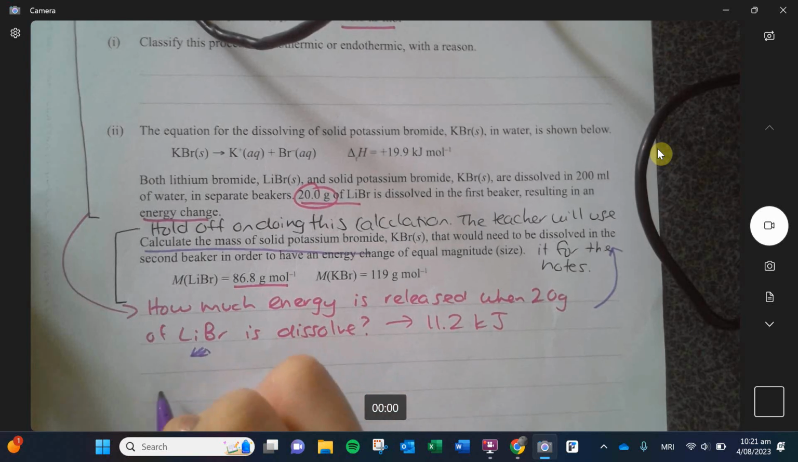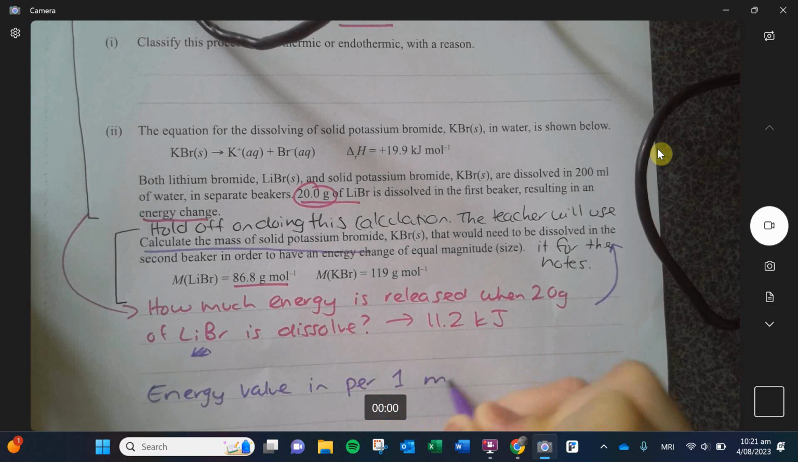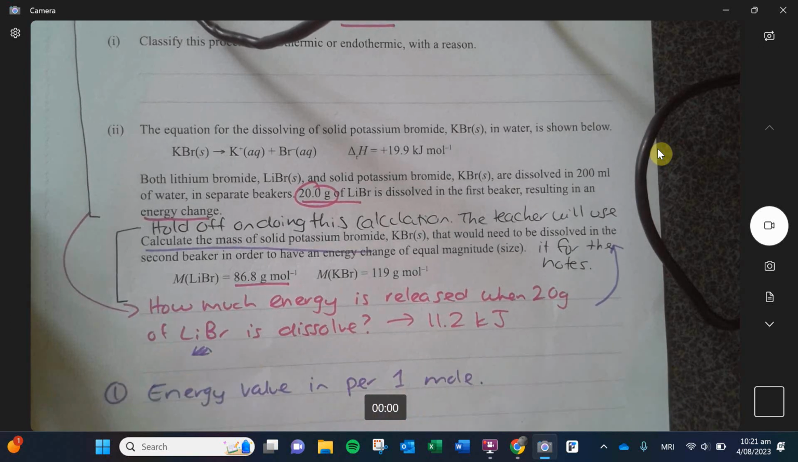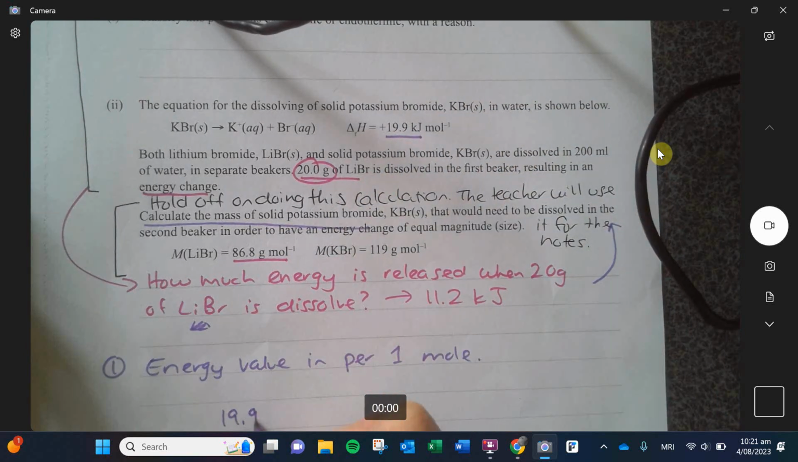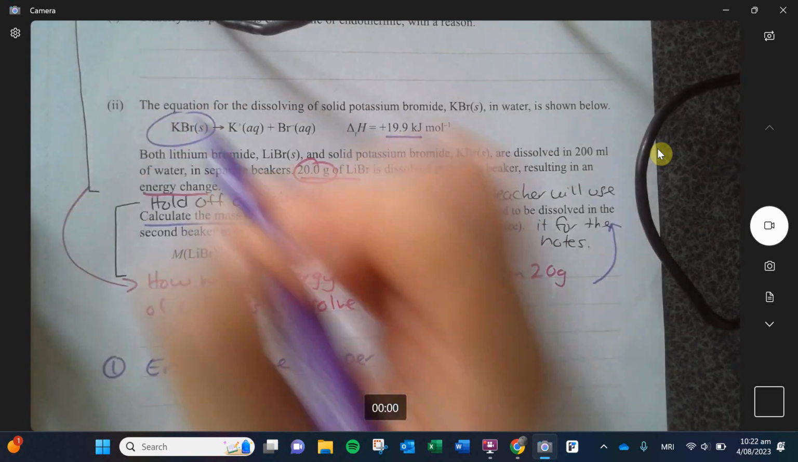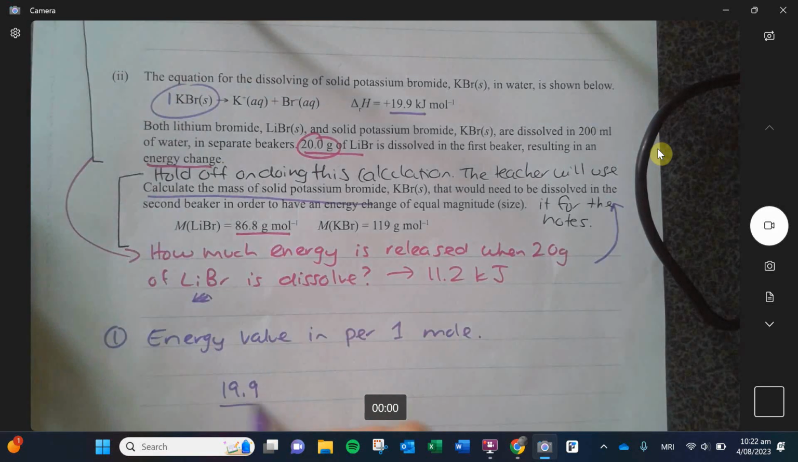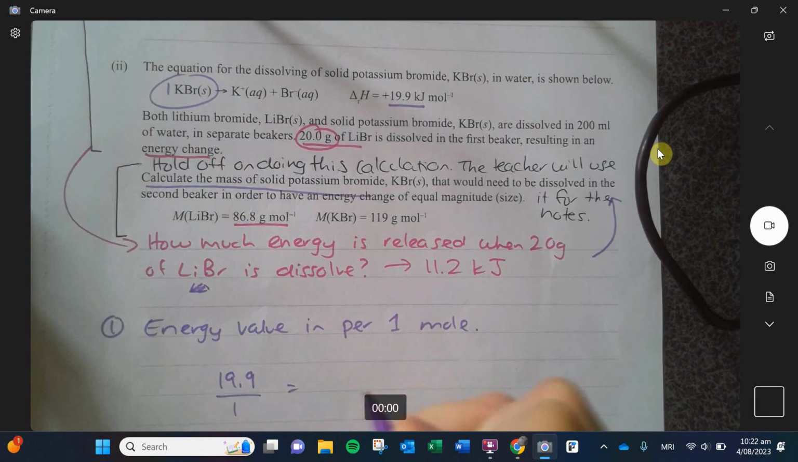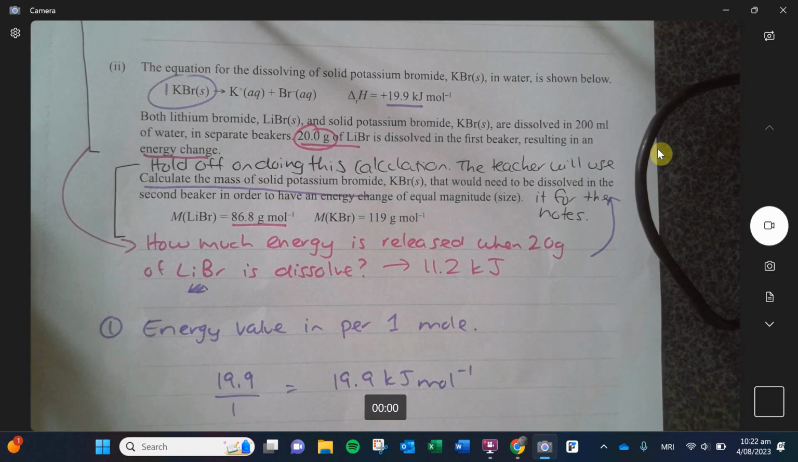per mole. So we want to check that we have the energy value in kilojoules per 1 mole. So that's my first step. In this case, I would be using the 19.9. I'd be looking at the front of the potassium bromide because that is my moles. In this case, the number is 1. So I'm just dividing it by 1. It's basically the same answer. So I'm working with 19.9 kilojoules per mole for the dissolving of my potassium bromide.